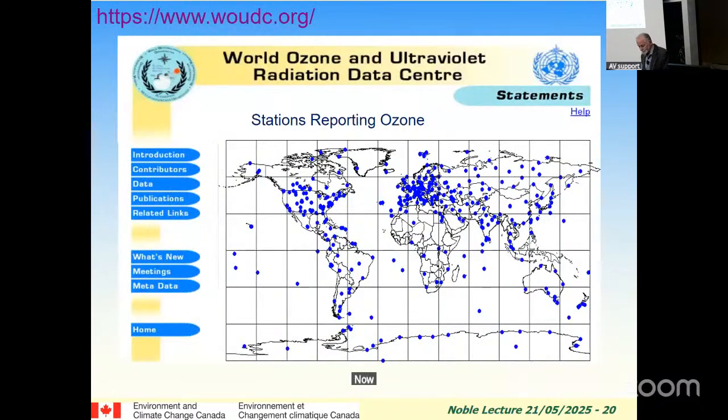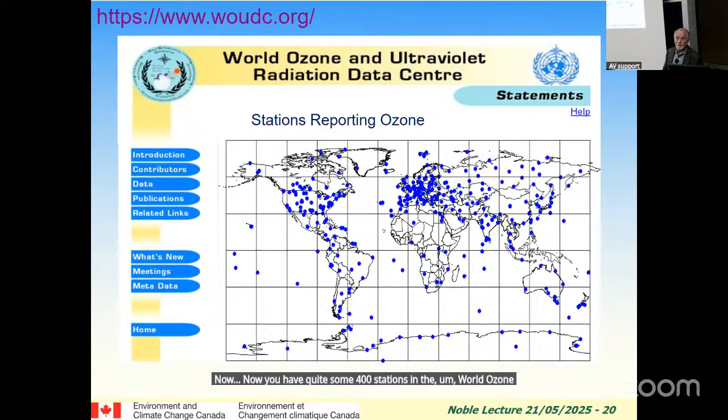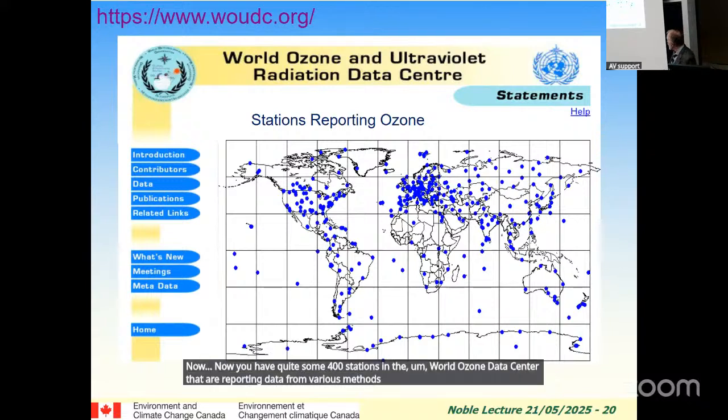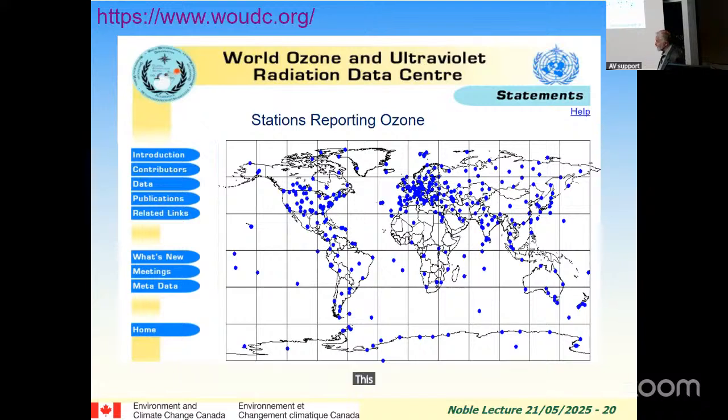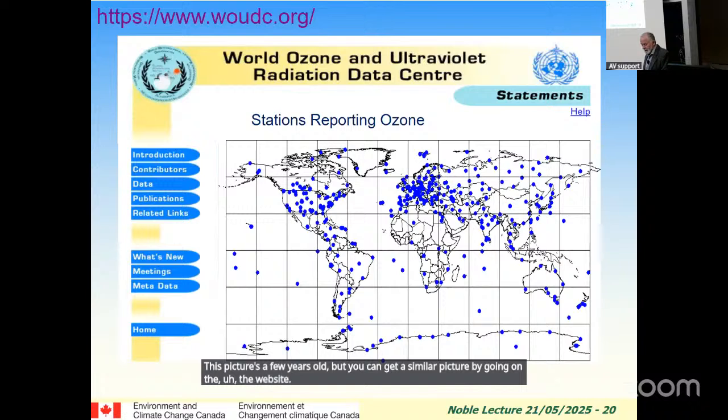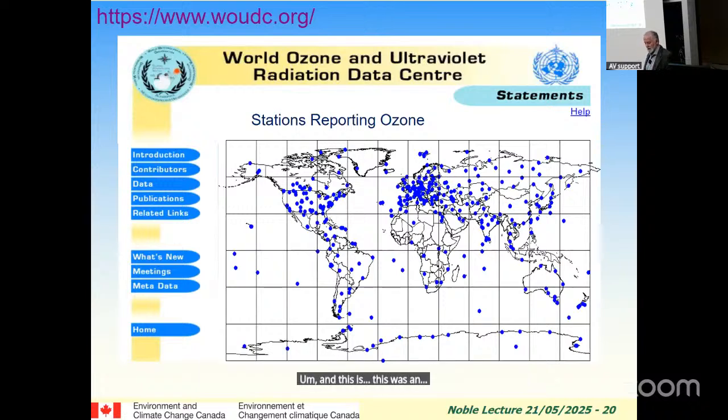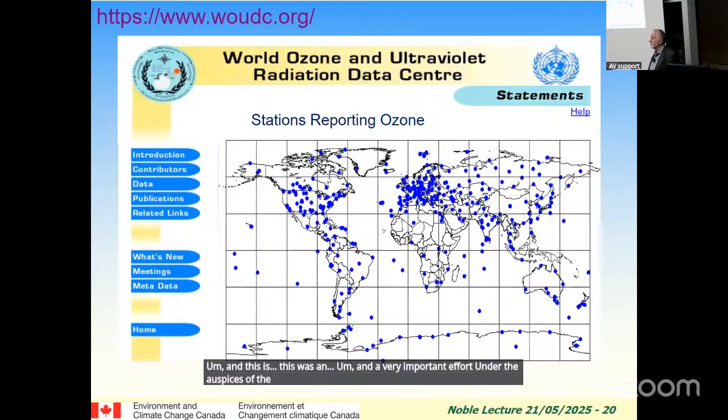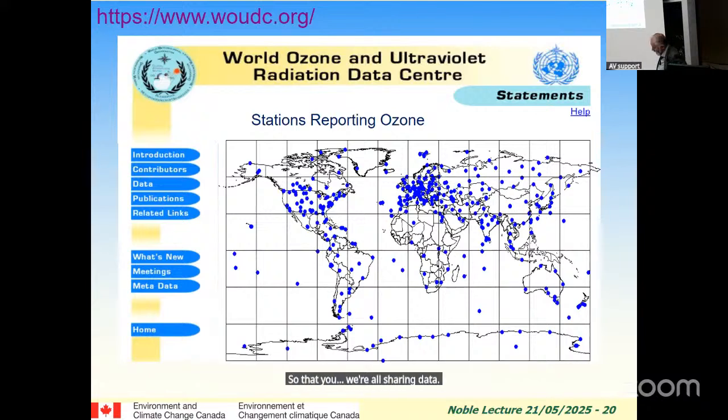Now you have some 400 stations in the World Ozone Data Center that are reporting data from various methods. This picture is a few years old, but you can get a similar picture by going on the website. And this was a very important effort under the auspices of the WMO, World Meteorological Organization, to bring all of this data together so it was accessible to all researchers, so that we're all sharing data.